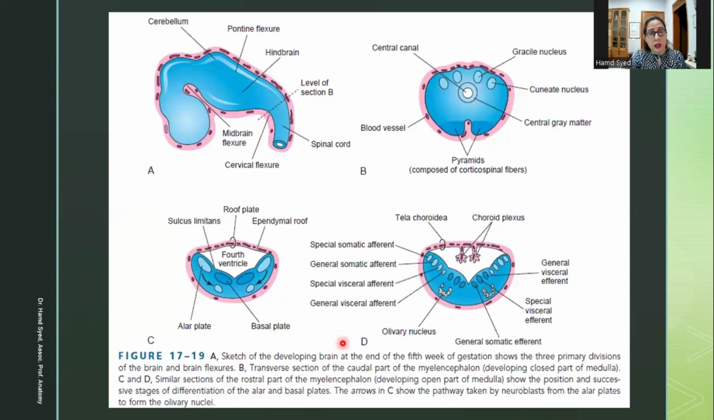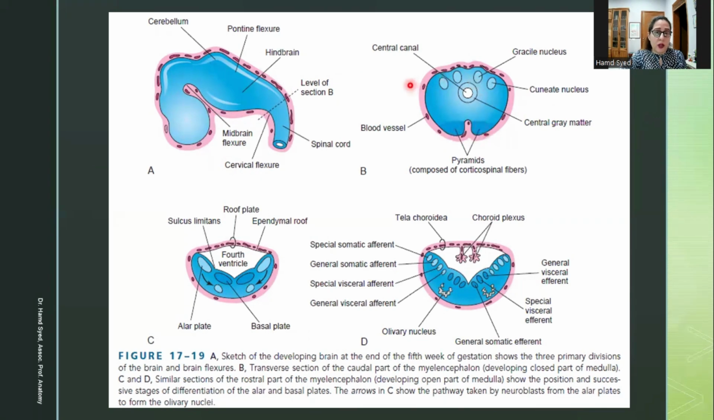So I'm going to show this over here in the schematic drawings, which show us the development of the medulla oblongata. You can see over here in diagram A, this is the initial stage in which we have the primary brain vesicles. Then you can see in the next diagram a cross section through the area known as the myelencephalon, the area which is going to form the medulla oblongata. Now, this cross section shows us that posteriorly, the region of the alar plates has formed the gracile and cuneate nuclei, and anteriorly, the region of the basal plates has formed the pyramids.